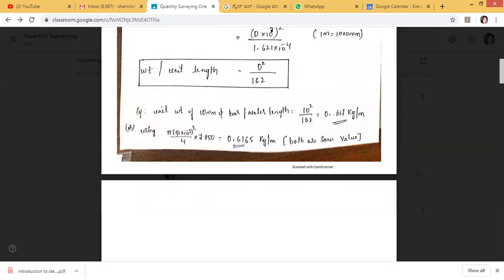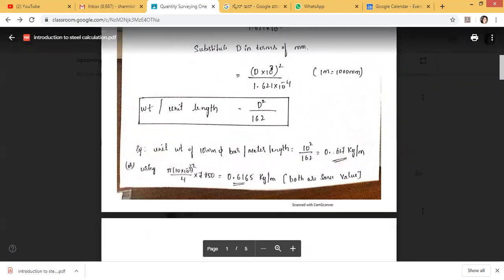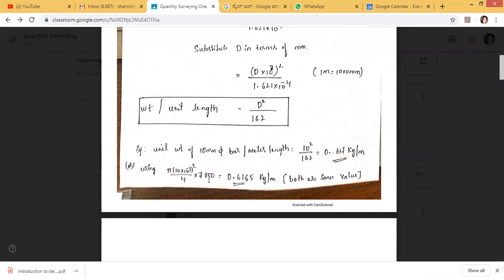So 10 meter I have converted into millimeter, that is 10 power minus 3, 10 power minus 3 whole square by 4 into 7850. For the formula I have substituted, even if you substitute in this way, you will get the same approximate value, in kg per meter. So you can see both values are the same.